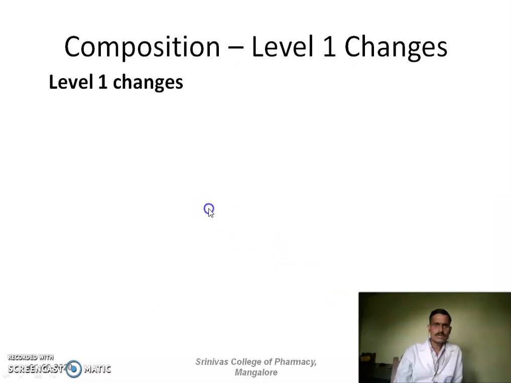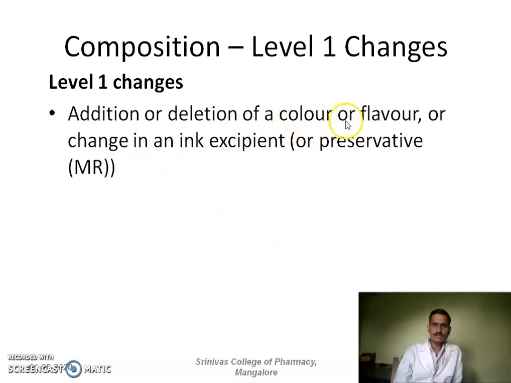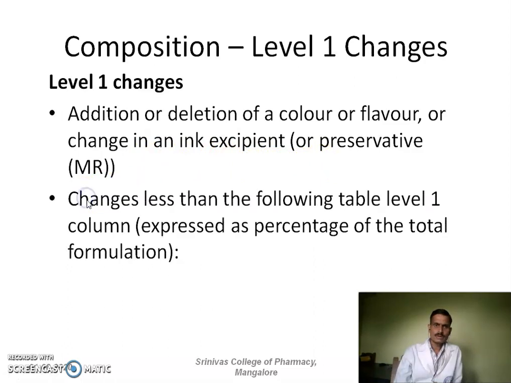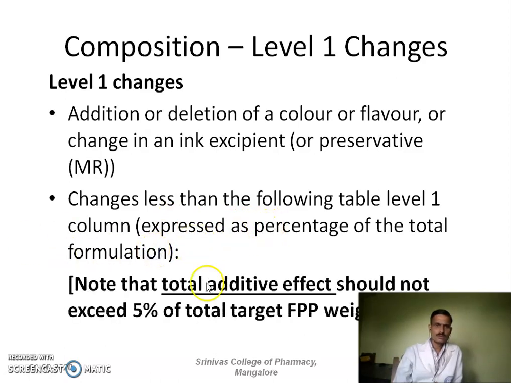Next, in detail, level 1 change: addition or deletion of color, flavor, change in ink excipient, already we have discussed. In case of the MR guideline, preservatives changes are also given in level 1. So what are the changes? Expressed as percentage of total formulation. Here this is important: the total additive effect should not exceed 5% of the total target FPP weight, that is finished product weight.